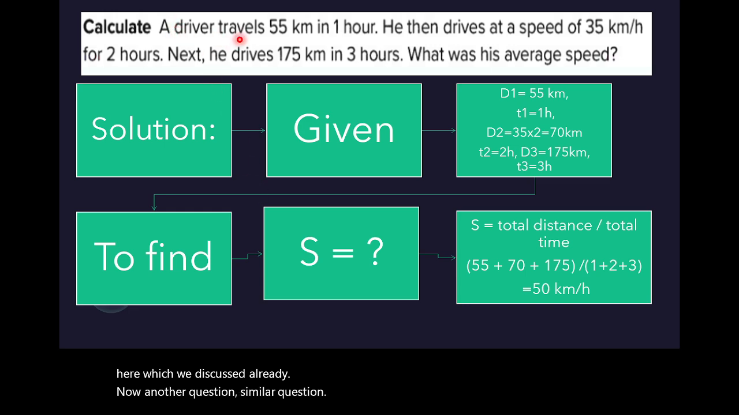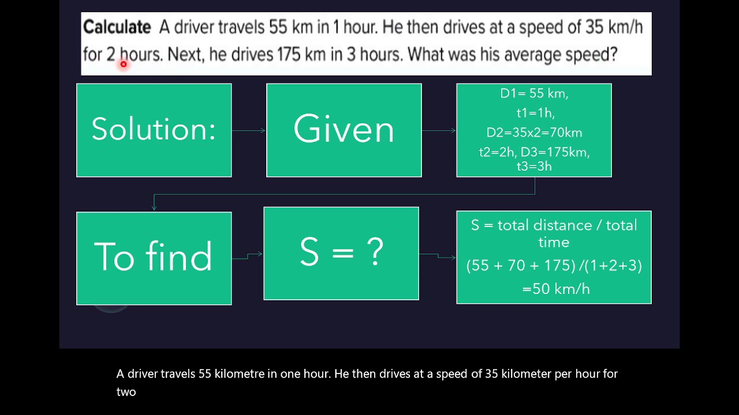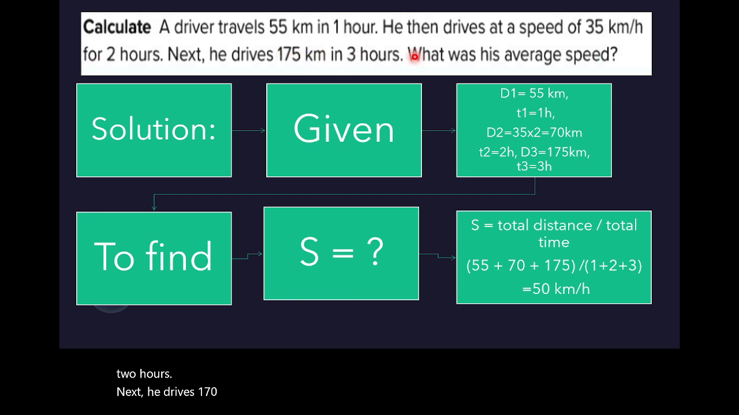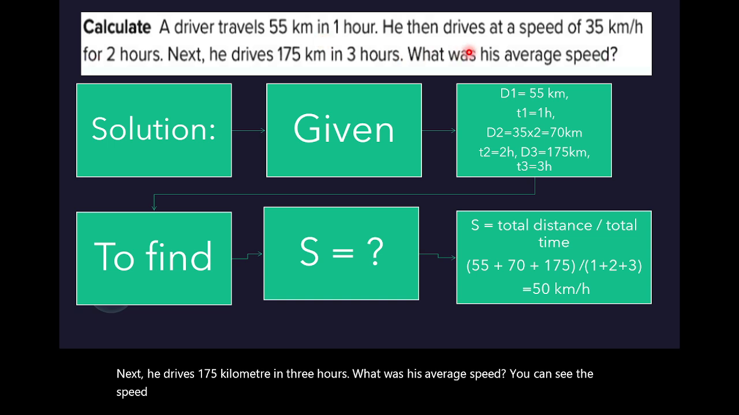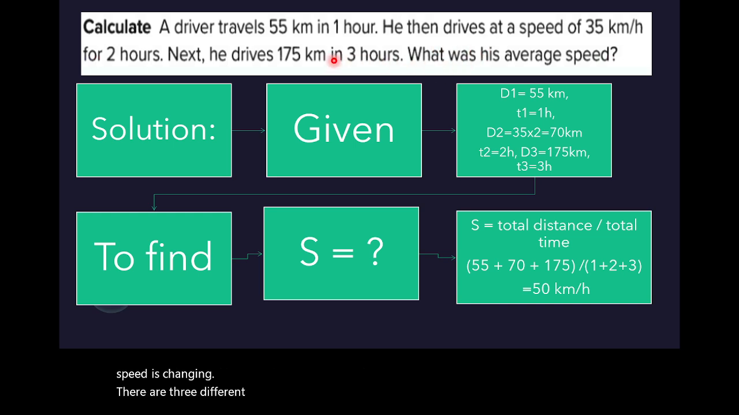A driver travels 55 kilometer in 1 hour. He then drives at a speed of 35 kilometer per hour for 2 hours. Next, he drives 175 kilometer in 3 hours. What was his average speed? You can see the speed is changing. There are three different speeds because of the three different times and distances.